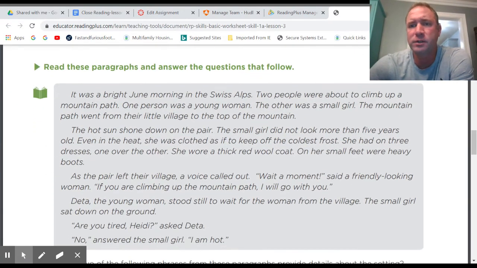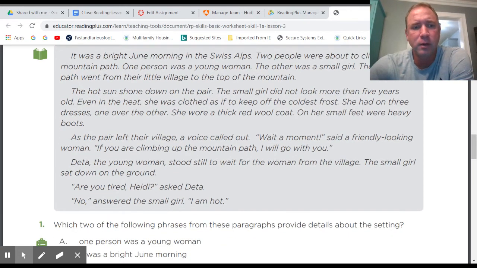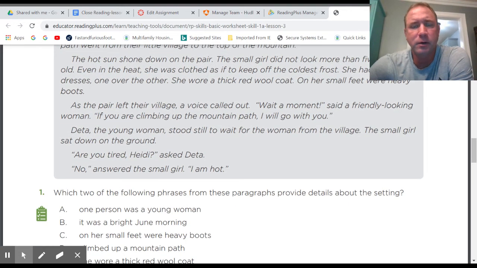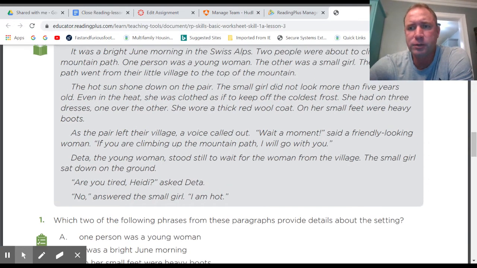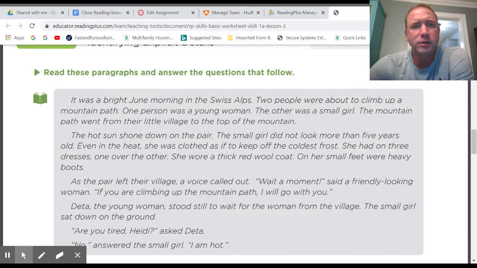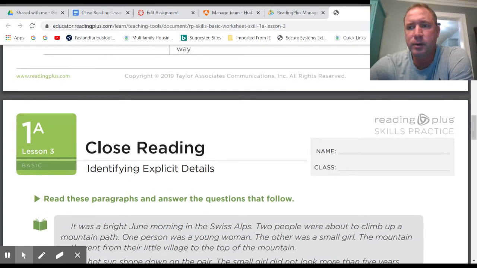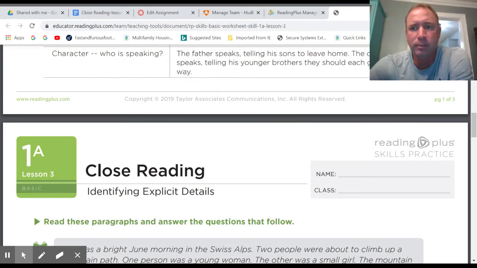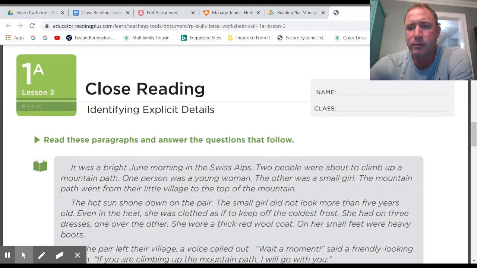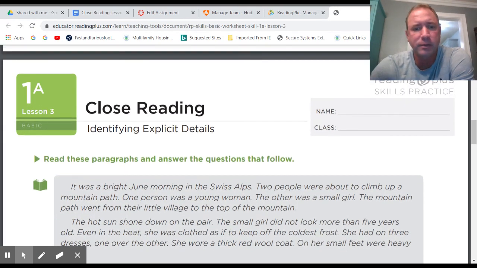You're going to read these paragraphs and answer the questions that follow. Remember that there's a line for the answer underneath the question to record your answer. When you're finished, make sure that you upload the document into Canvas. Don't send me a link or send it to me on Google Classroom or anything else. Just upload it right into Canvas and I can grade it from there. If you have any questions, I'll be on the Zoom to answer.